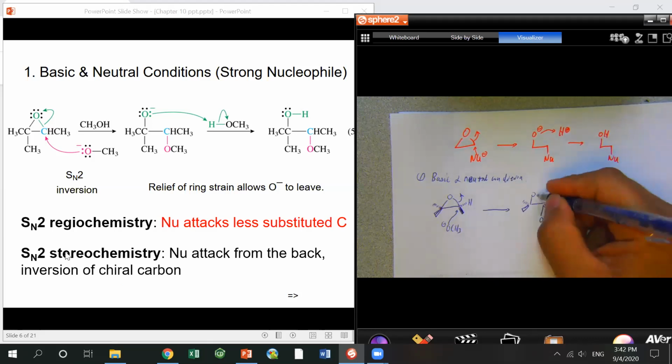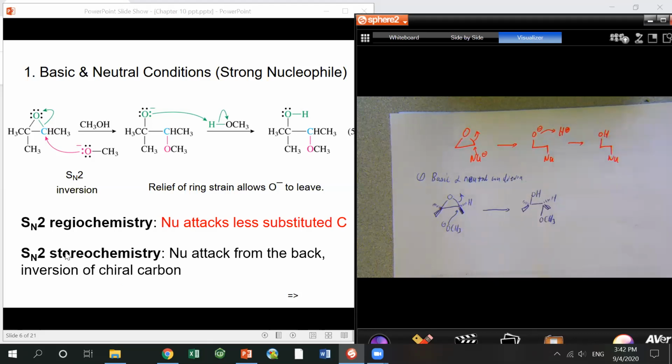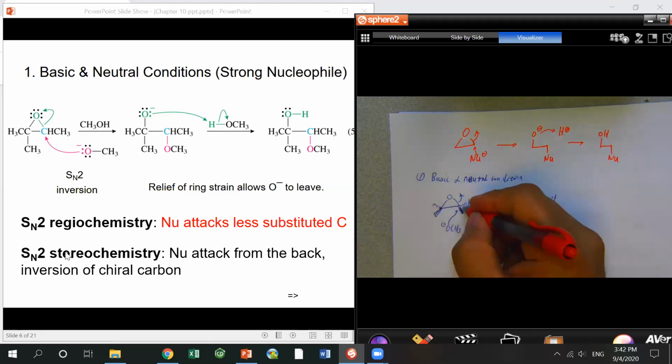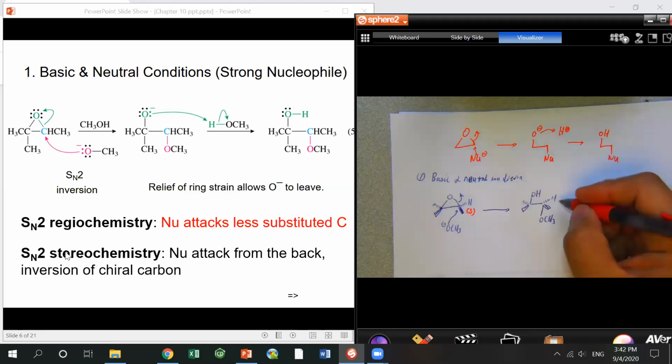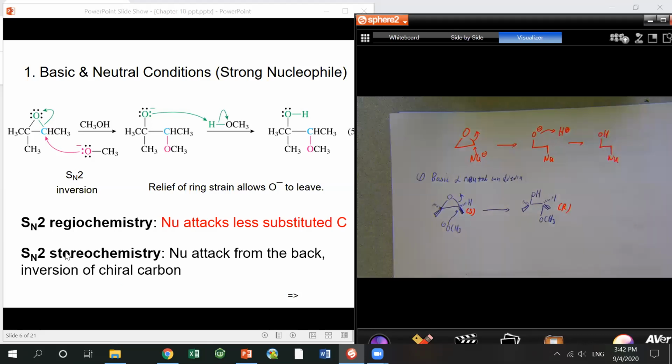OC3, and then the oxygen just picks up protons, and I'm going to draw the final product. Once it's done, if you look at the stereochemistry, the original S configuration after ring opening becomes R, a typical SN2 reaction. That's why we said this reaction is under neutral and basic conditions. Stereochemistry follows SN2, inverse stereochemistry, and regiochemistry also follows SN2, attacking the less substituted carbon.